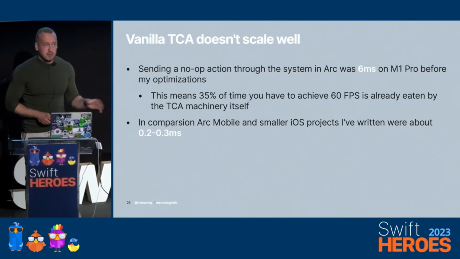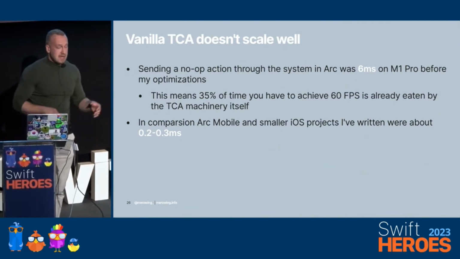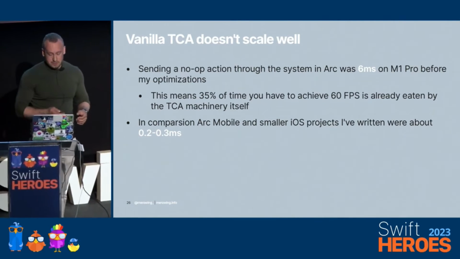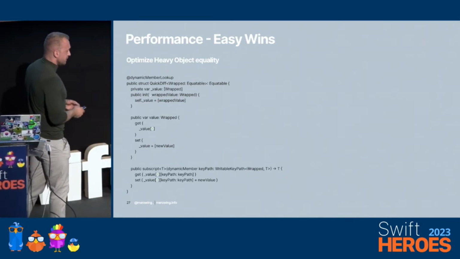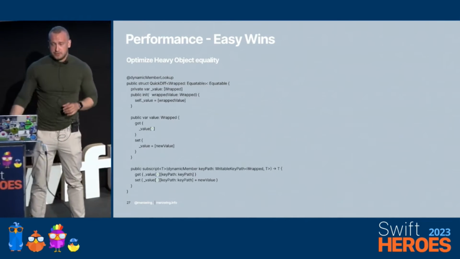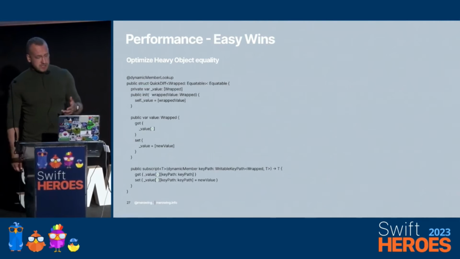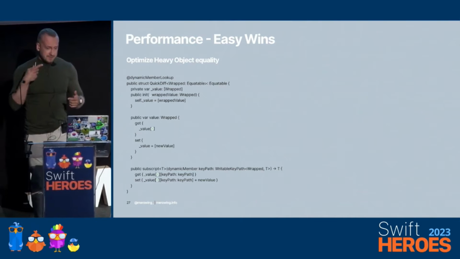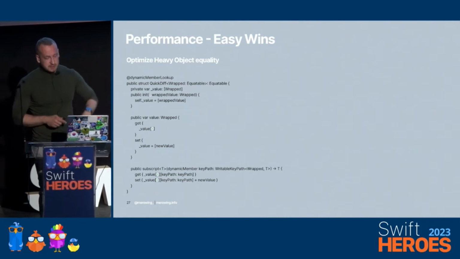Arc Mobile and some of the other projects that I worked on, it's 0.2, 0.3 milliseconds, but I had clients that had performance issues on iOS even. So you have to be really careful there. There are a couple of easy wins you can apply in your projects without changing any of the architecture. For example, in TCA, a lot of the large objects rarely get mutated, but are very heavily involved in diffing. All the view store stuff it does, it diffs the state.